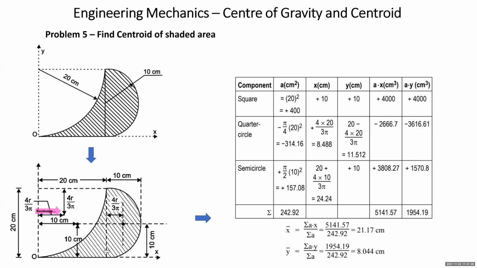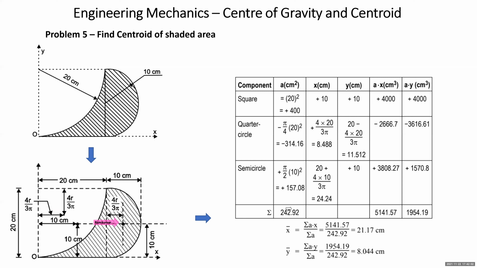Next, we come to the semicircle. The semicircular area is existing area. Its radius is 10. So the area is pi r square by 2. This is the centroid of the semicircle. This point is right of the y-axis. The x coordinate is positive. What is that? 20 plus 4r upon 3 pi. The y coordinate is above the x-axis. What distance is that? 10, right? This is the radius.